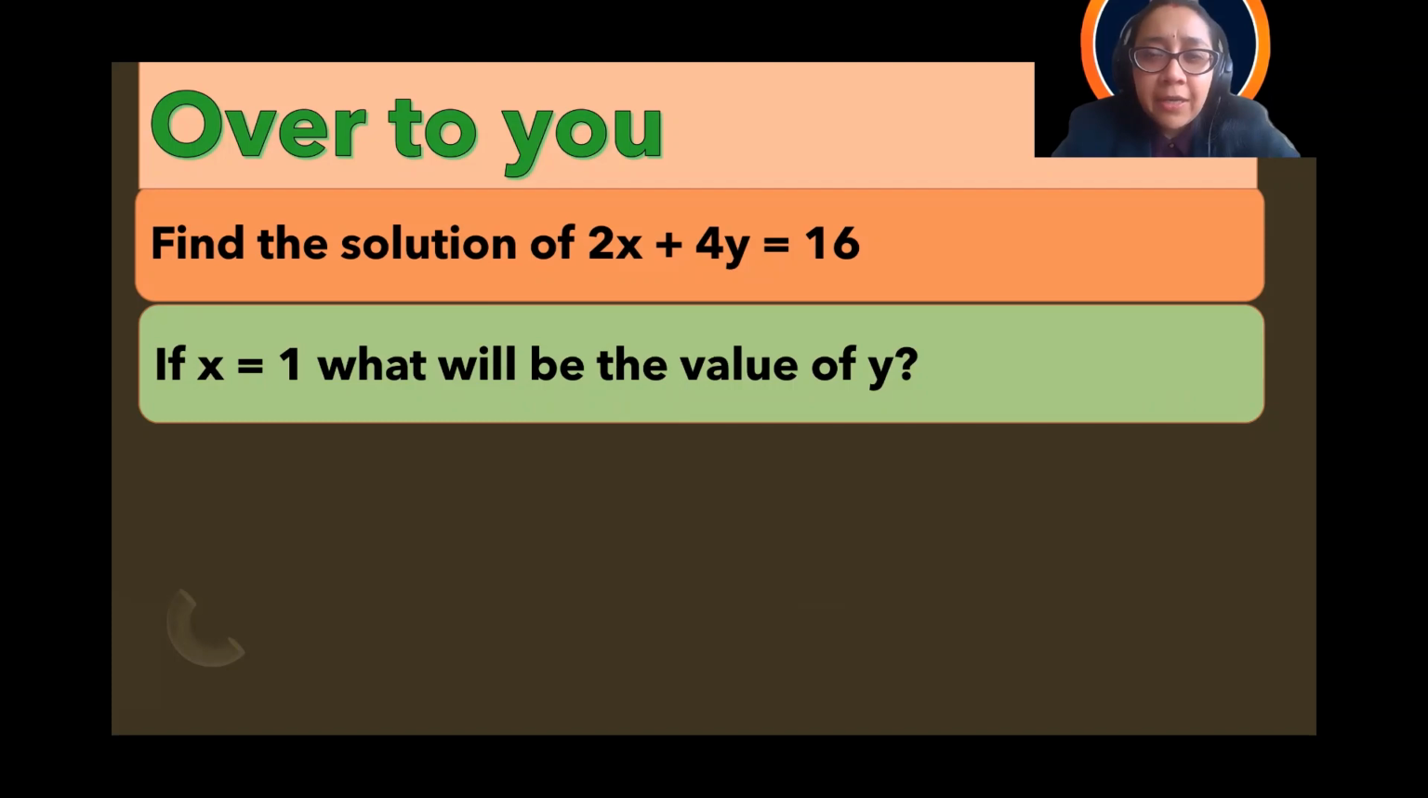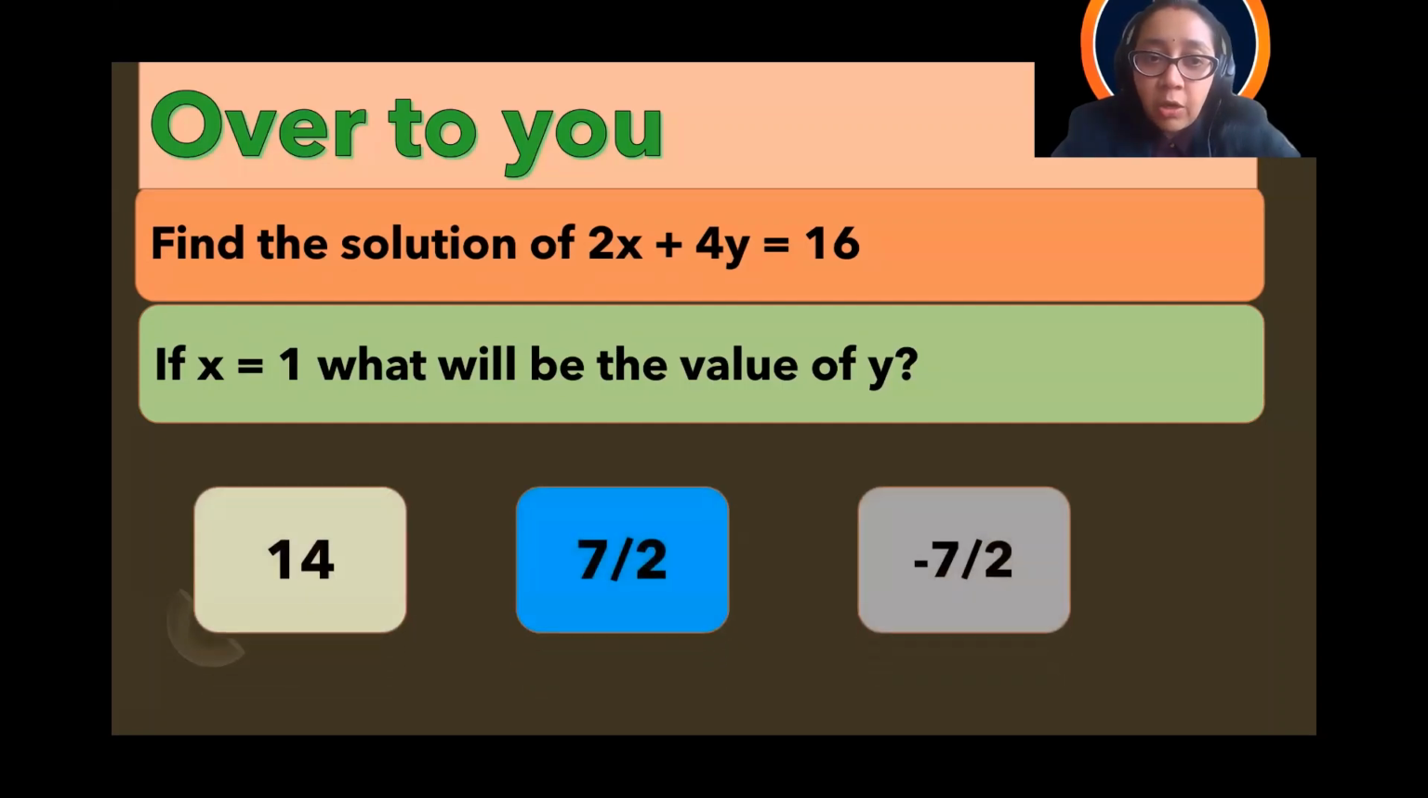So I have given you one variable's answer, that is x equal to 1. What will be the value of y? Possible options are 14, 7 upon 2, minus 7 upon 2. Write down the answer in the chat.